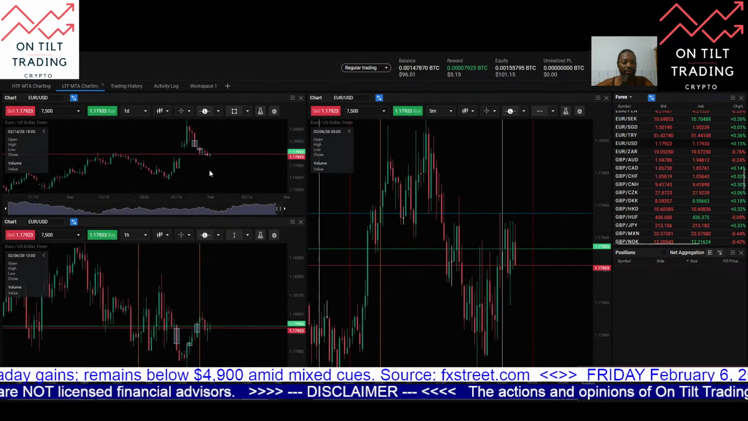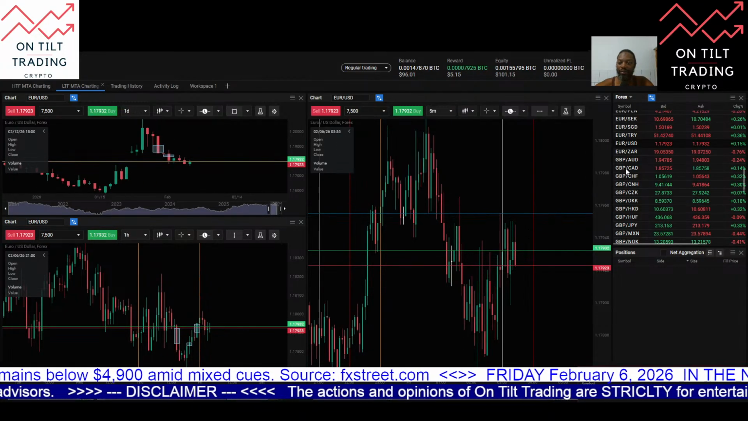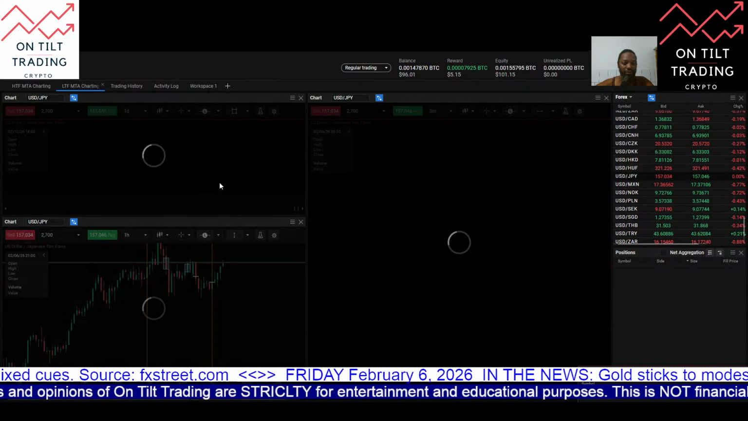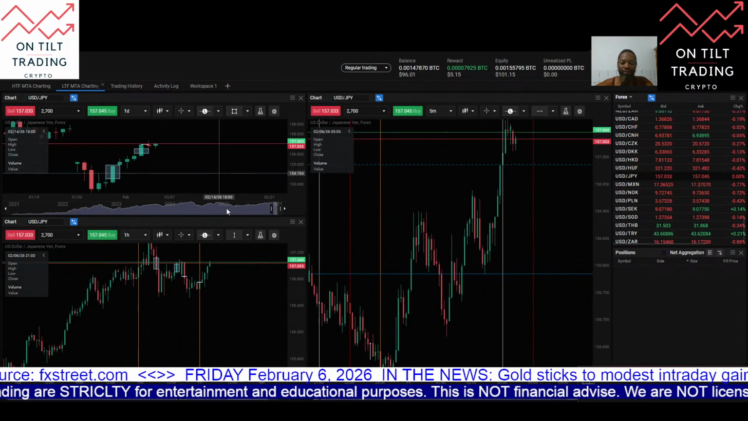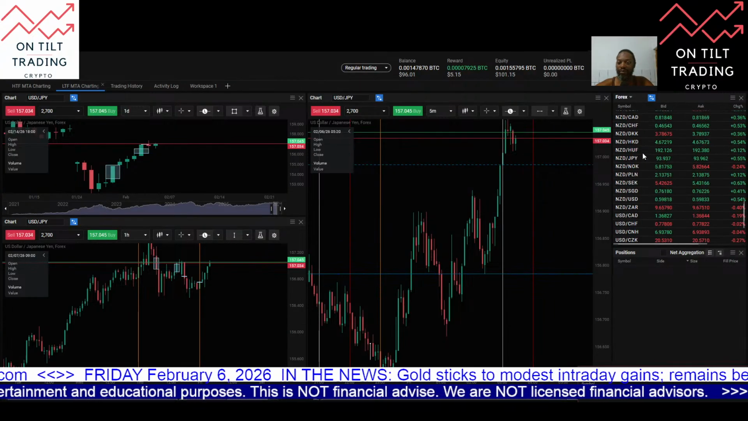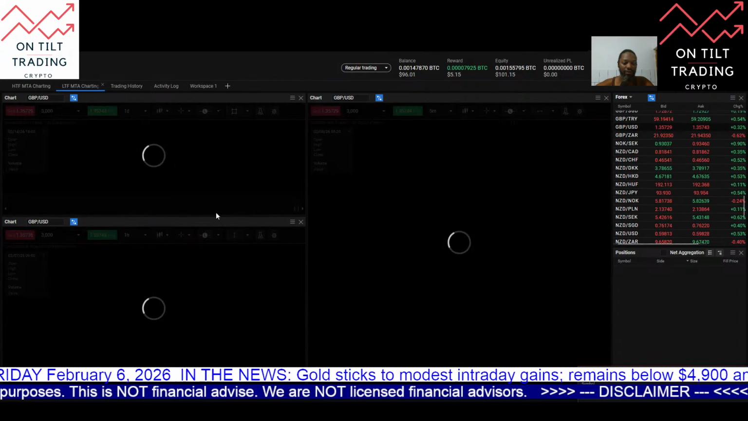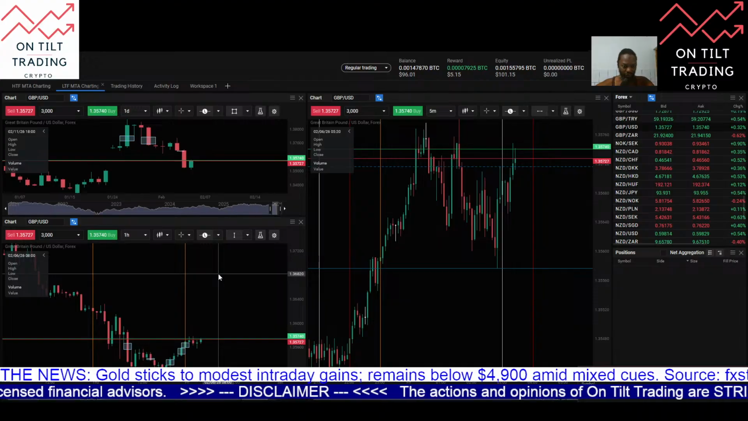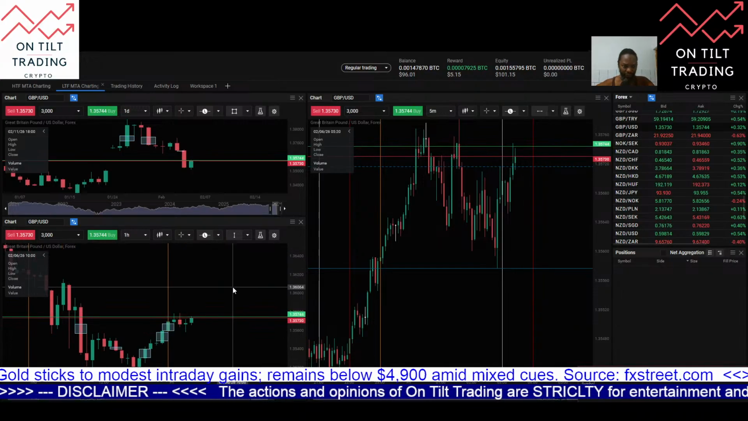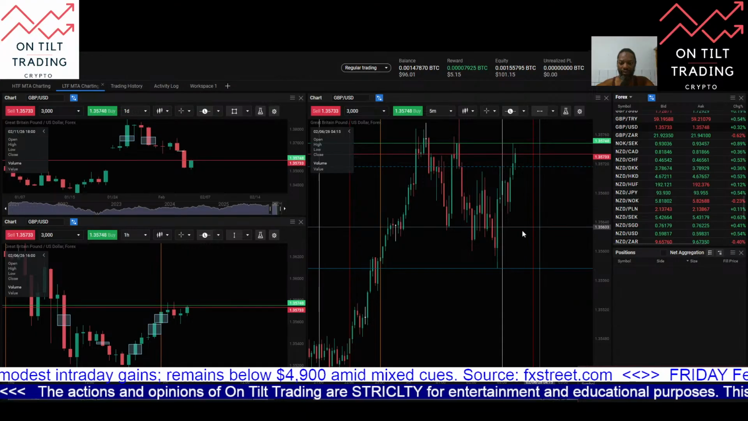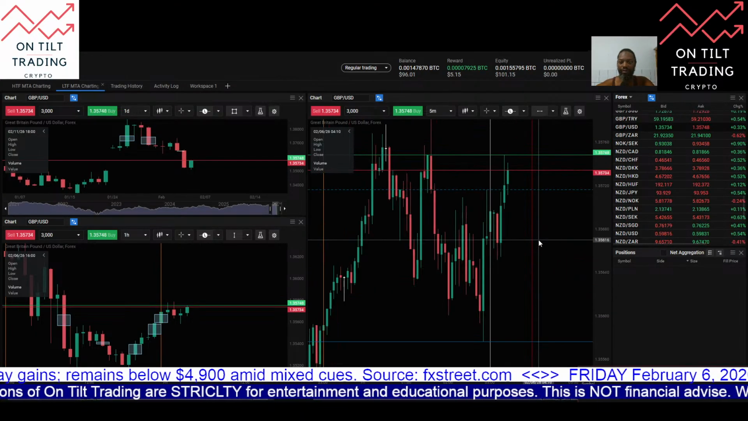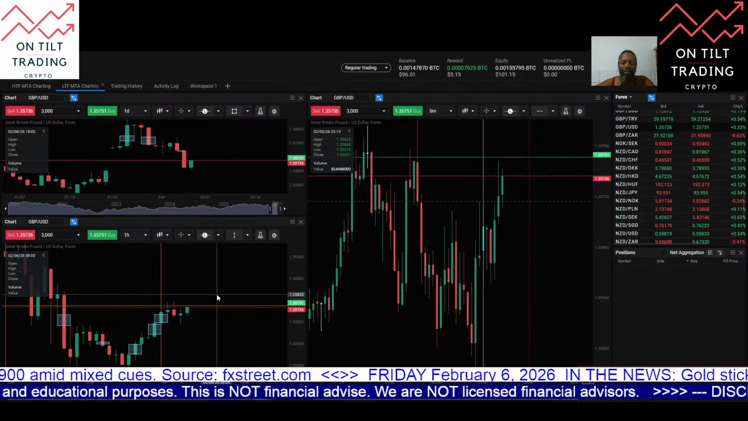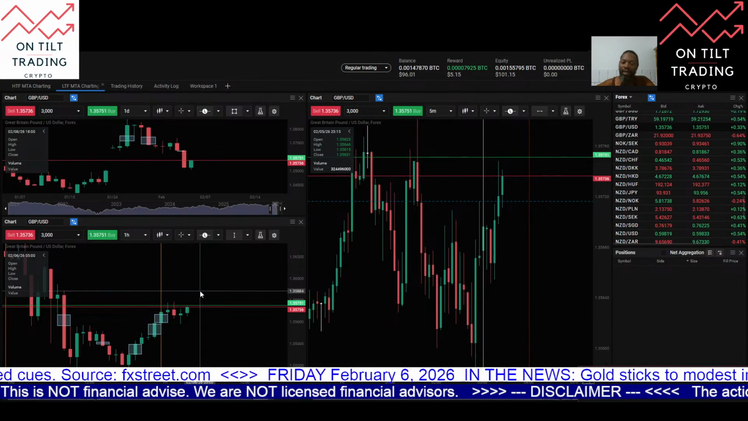Euro dollar. Still no short trigger. Dollar yen. Still a long way to go. So right now my two most likely candidates for a trade opportunity are here in pound dollar and in silver. I believe silver is likely going to be more probable than not.